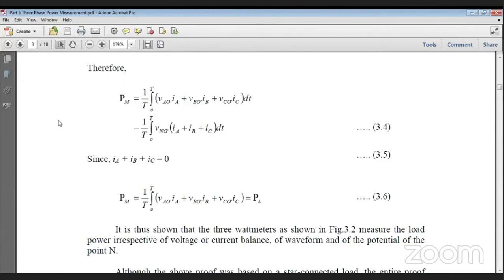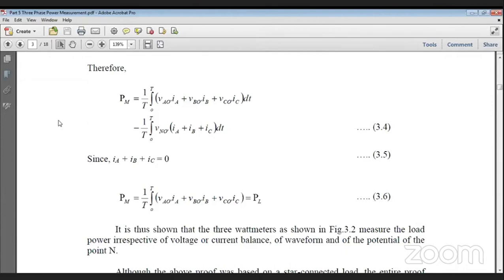So please remember that this connection is valid for delta connection, and it is valid for three-wire star connection, irrespective of balanced and unbalanced. Only one case it is not valid. It is also valid for four-wire star balanced condition. Why? Because in four-wire star balanced, IA plus IB plus IC is equal to 0. This is a valid condition. Only for unbalanced four-wire star, this condition and this connection doesn't work.